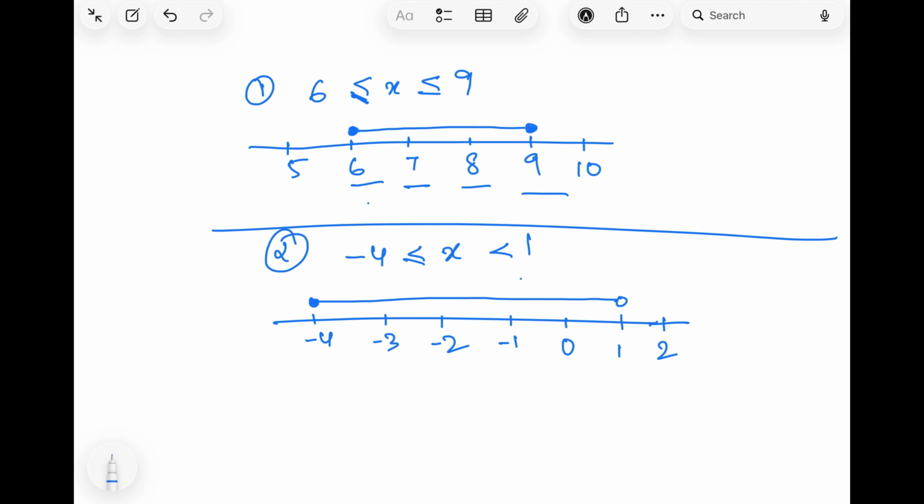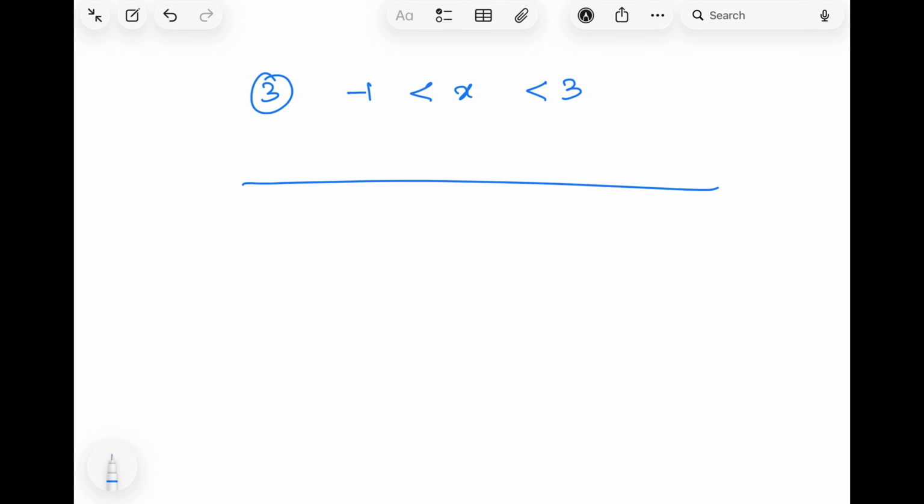Okay, let's take up the last example. The third one is minus 1 less than x is less than 3. So now you see here, this is minus 2, minus 1, 0, 1, 2, 3, 4. I'm drawing only the part of the number line which is required by us. The first circle I'll make on minus 1, the second circle on 3, then we will join the dots. Now, is it required to color any dots?